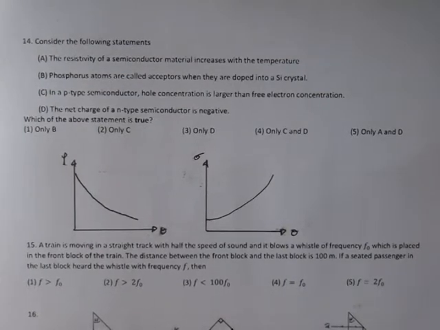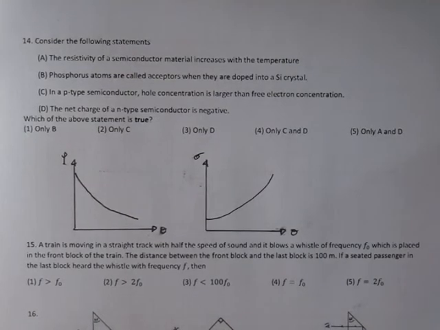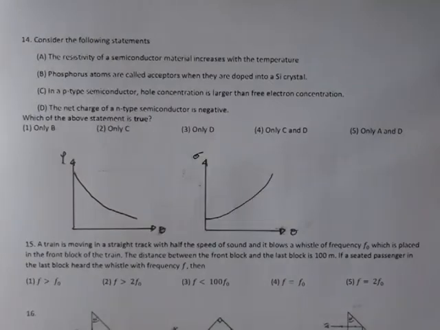so we say that boron atoms are acceptors. And if you dope with more boron atoms, what happens, more holes are created, so we can say the hole concentration is larger than the free electron concentration. So statement C is true. Okay, and statement D, the net charge of an n-type semiconductor is negative. That's false. We know either it's n-type or p-type, the net charge is neutralized, I mean the net charge is 0. Okay, so the answer is only C, the second one.